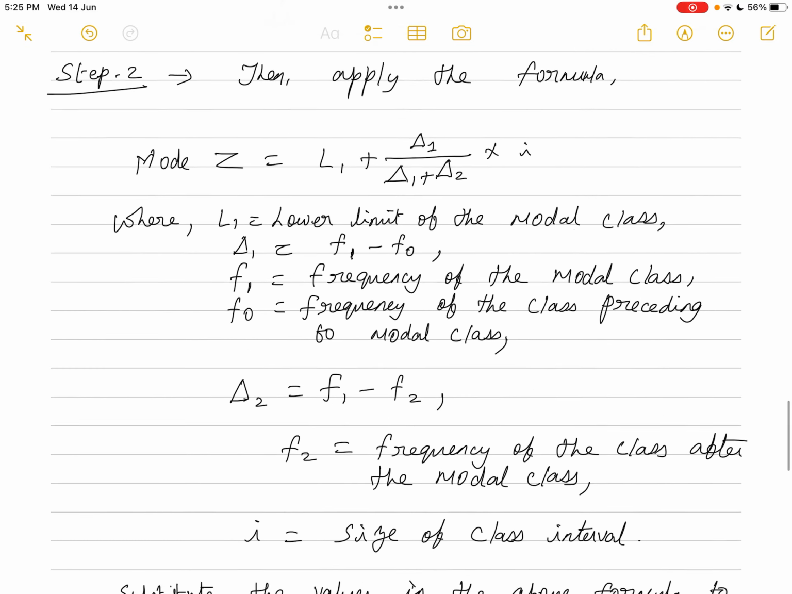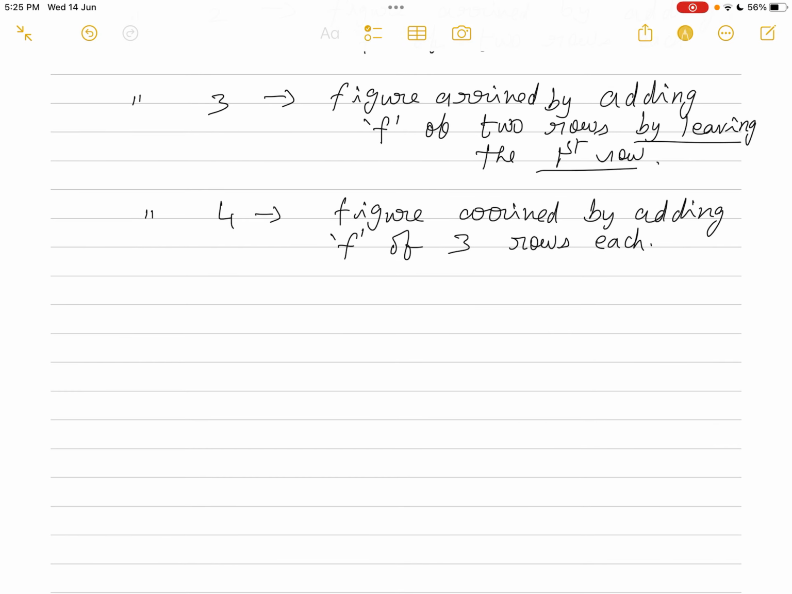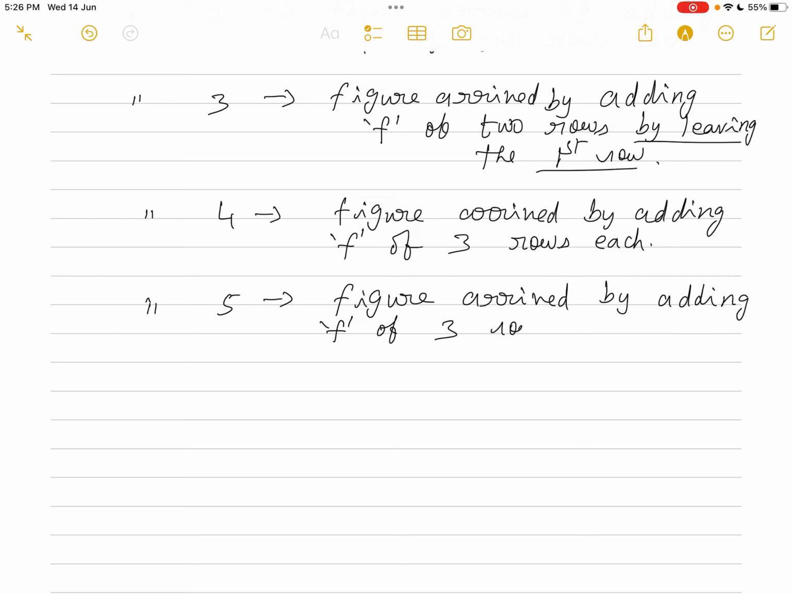Okay, now the next one is column 5. So column 5, how are we arriving at column 5? So column 5 is the figure arrived by adding f of 3 rows each, leaving the first row. So you have to leave the first row and then add 3 rows of frequency.